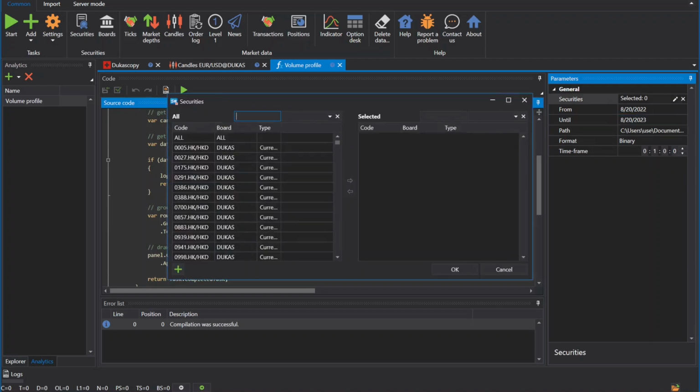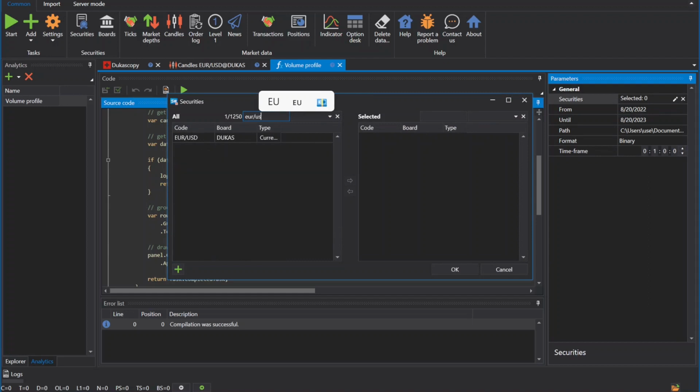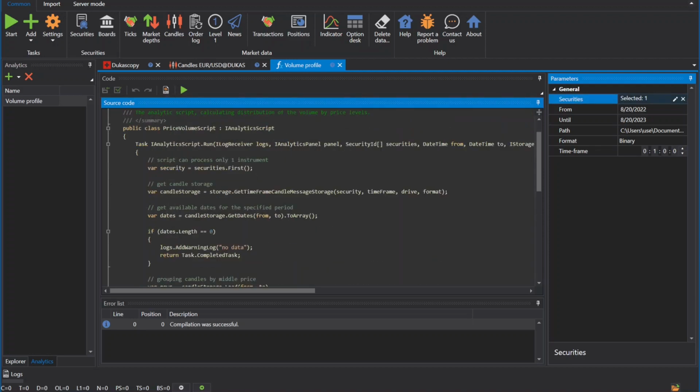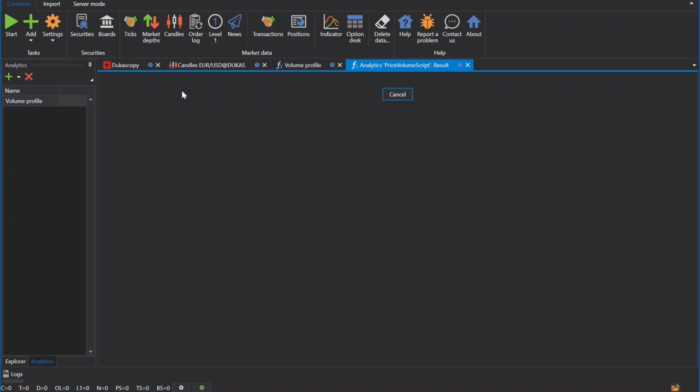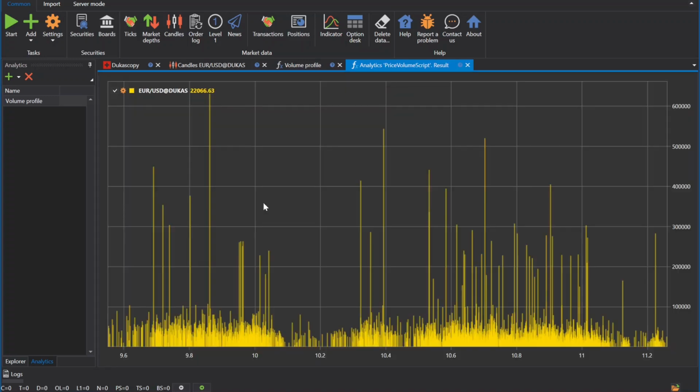Okay, what's next? We've selected one of our favorites, the Euro to US dollar financial instrument, and added it to the analytics script. Let's see what it looks like in action. So, this is exactly what it looks like.